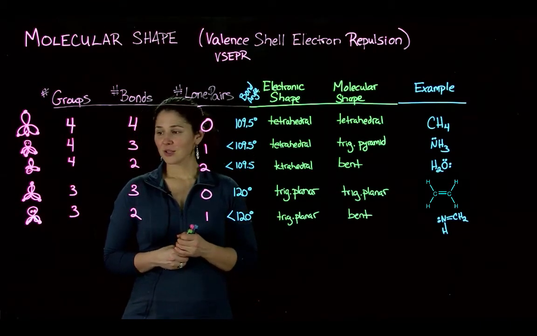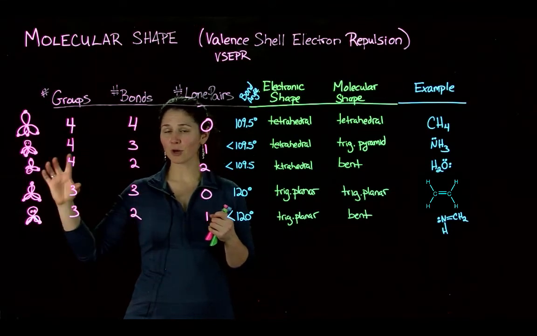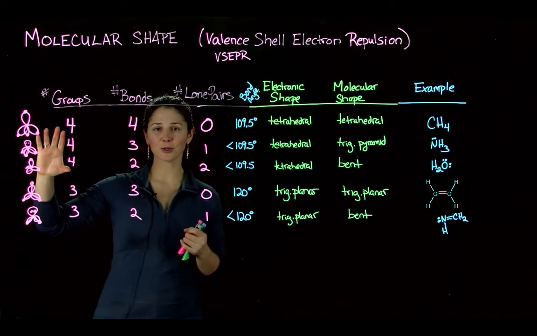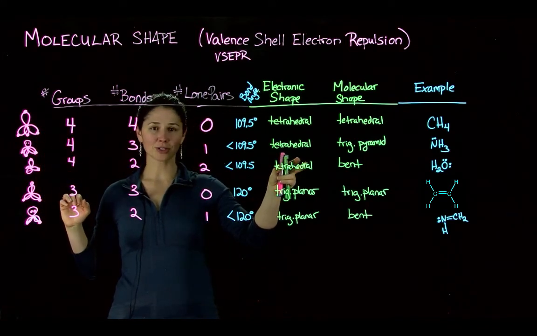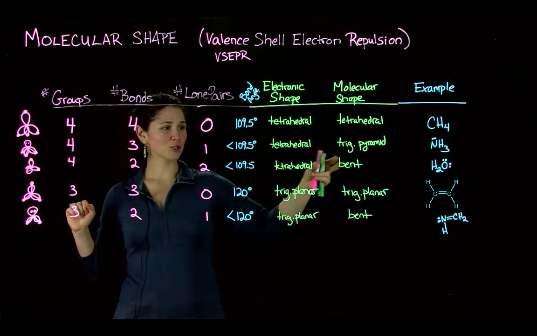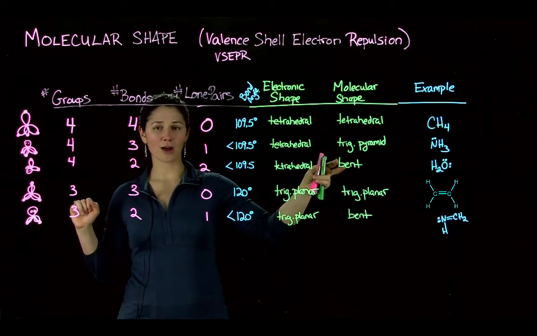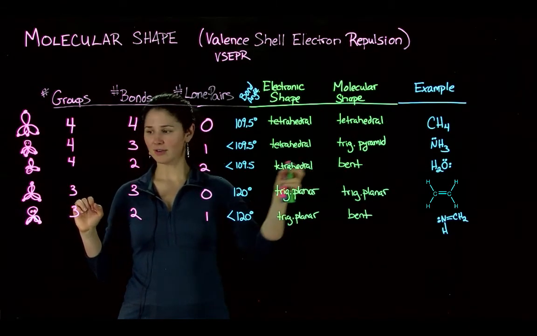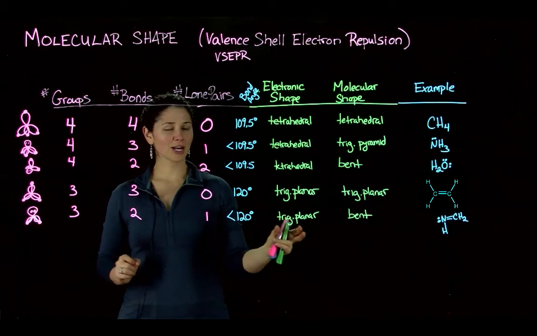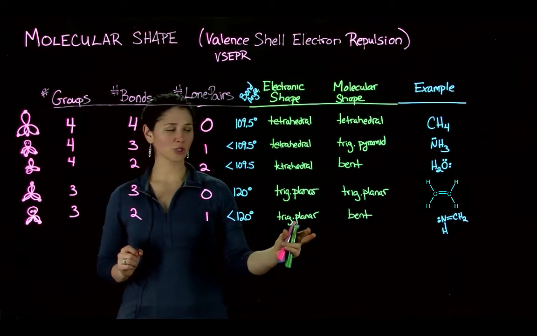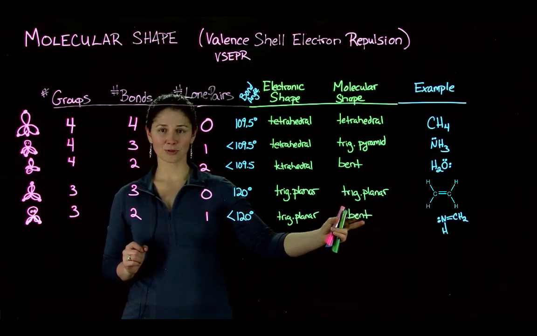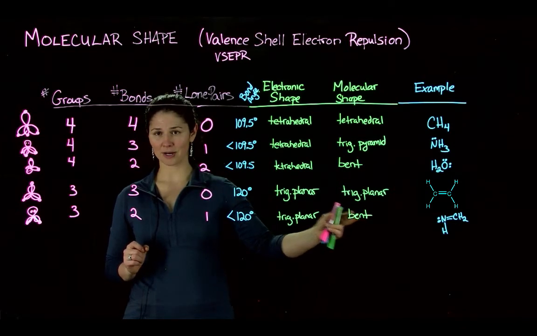All right, so that pretty much takes care of any kind of molecular shape with 4 groups or 3 groups. Anytime you have 4 groups, you have a tetrahedral electronic geometry, and the shape really depends on how many bonds and lone pairs you have. Anytime you have 3 groups, you're going to have a trigonal planar electronic geometry, and the shape depends on how many groups are bonds and how many are lone pairs.